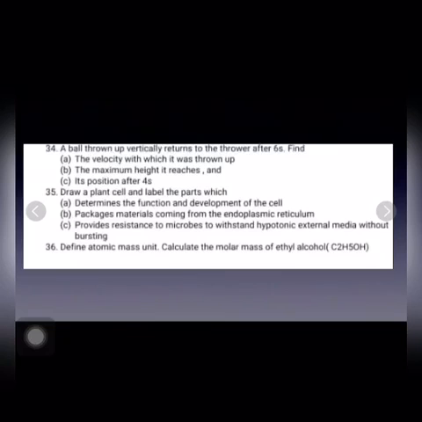Next question is, draw a plant cell and label the parts. So in this question you have to draw the plant cell, well labeled, neat and clean diagram, and you have to label the parts, especially these 3 parts which have been asked here. First is, determine the function and development of the cell. So which part basically determines the function and development of the cell? So this is the nucleus.